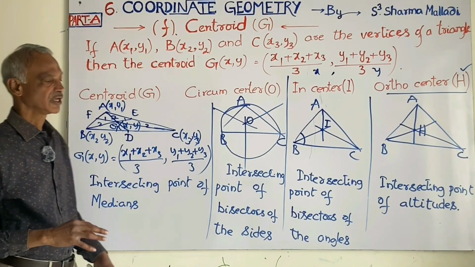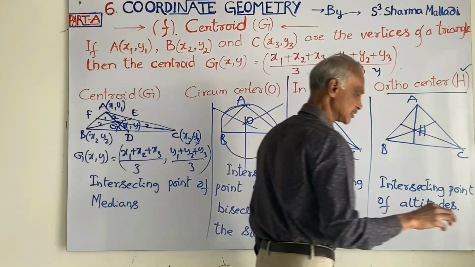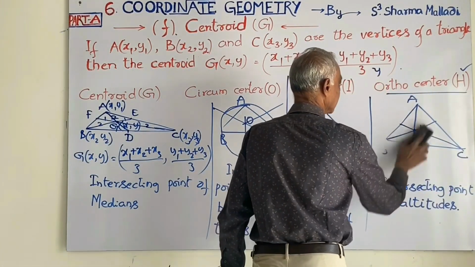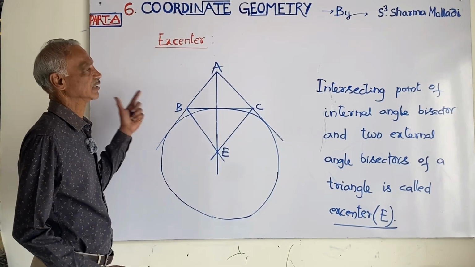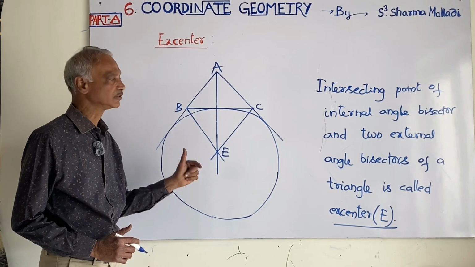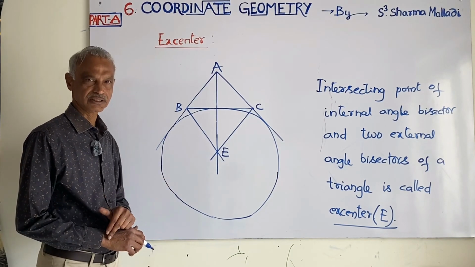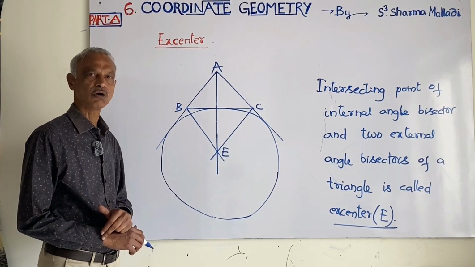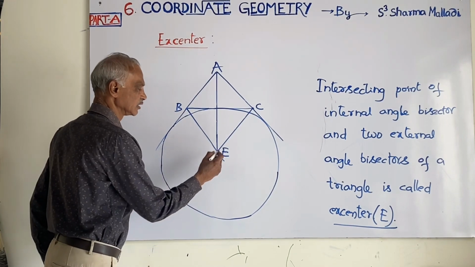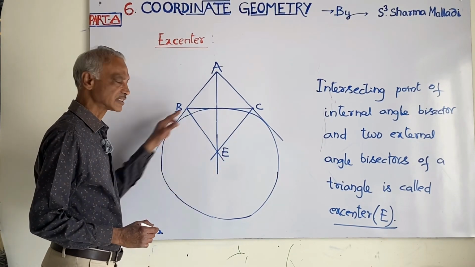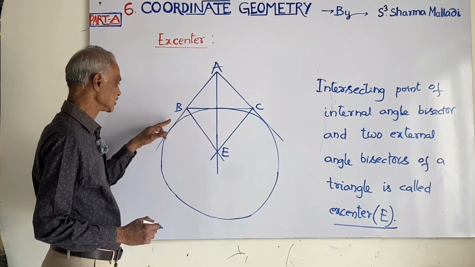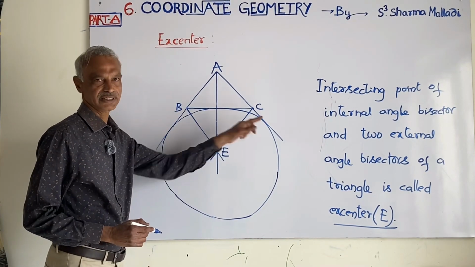And also I will tell you excenter. What is excenter? Hi students, what is excenter? It is the intersecting point of an internal angular bisector and two external angle bisectors of a triangle, and is called excenter. It is denoted by E. E is the center of the circle and this circle passes through one of the sides of the triangle, and it touches here and also here.